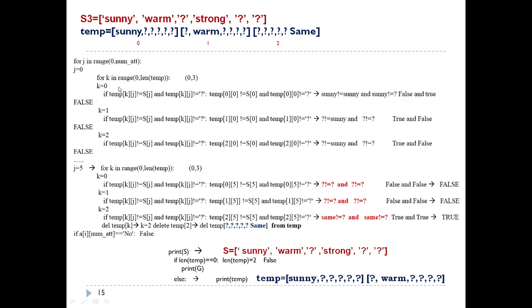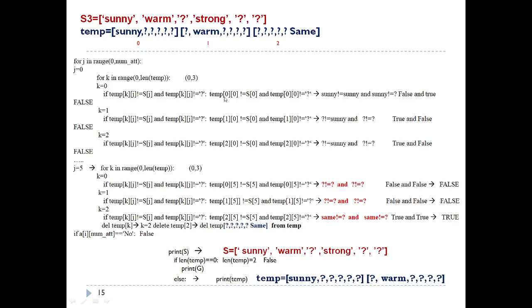Now what we have to compare again: this is the S3 value, that is the specific hypothesis, and this is the temp value. Temp has 3 elements, nothing but the 3 hypotheses. Now one by one we will compare. So j is equal to 0 here. J equal to 0 refers to the attribute value, and here k is the index which tracks the elements in the list. So k equal to 0 means it will point to this particular value.